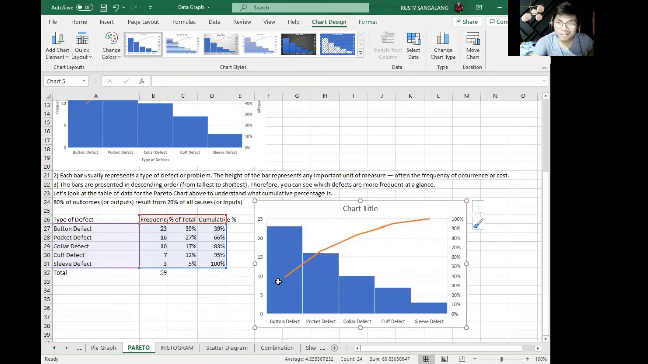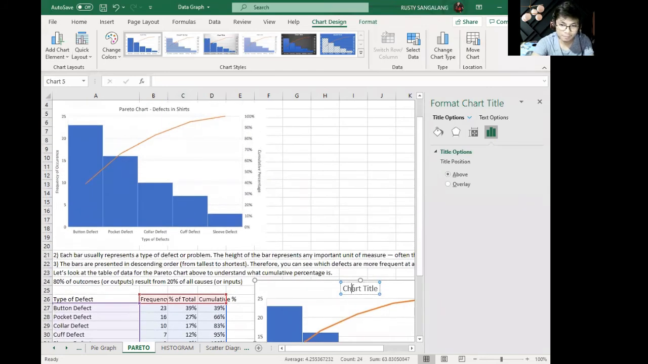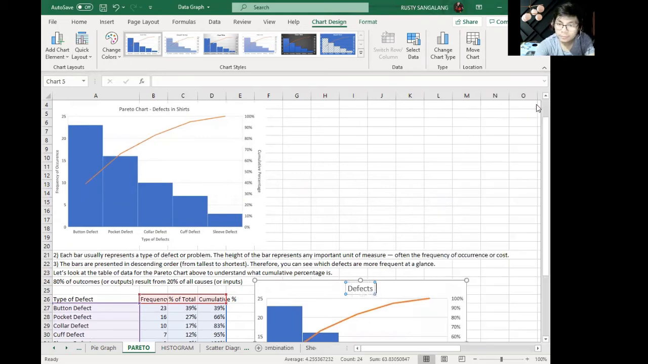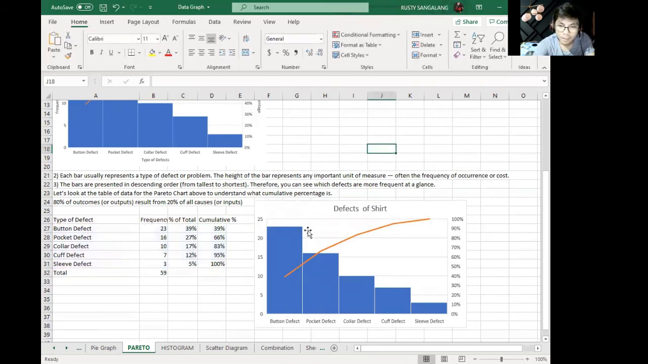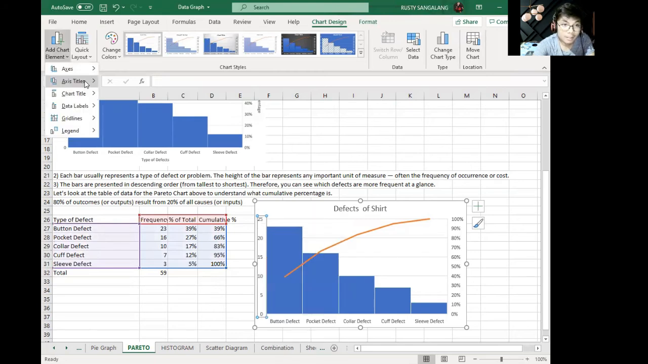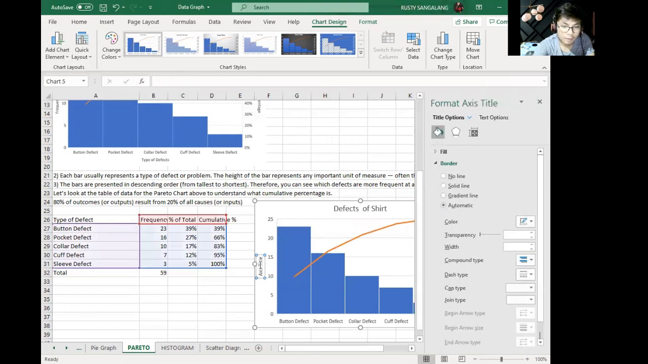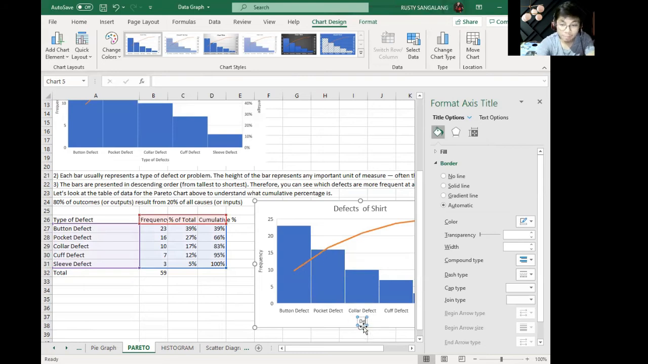So same with other charts, we have to provide all the necessary chart elements. We have here the chart title. So this one is the defects of shirt. And then we have here the add chart element, chart axis title. We have here the frequency. Then the primary horizontal, which is the type of defect.